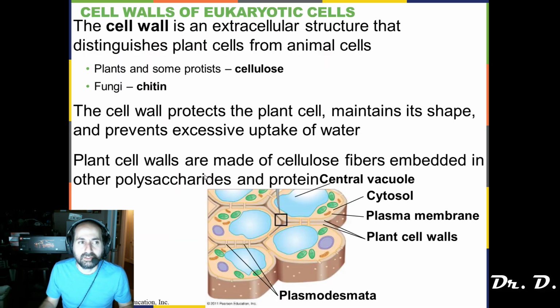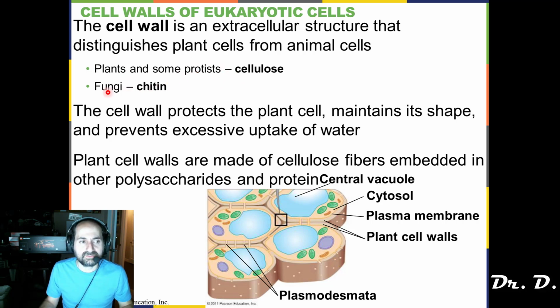For example, what do we know in plants? What kind of structure do we have outside of the plasma membrane, outside of the cell? We have a cell wall, right? Plants have cell walls. And we talked about this in chapter 3. We talked about cellulose and how cellulose is made of beta glucose. Remember all that? And what you need to know is that cellulose makes up the cell wall of plants and some of the protists.